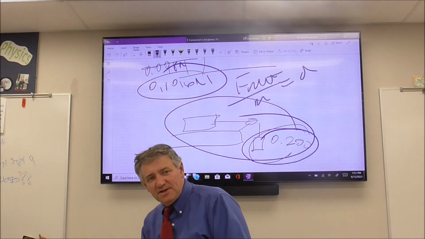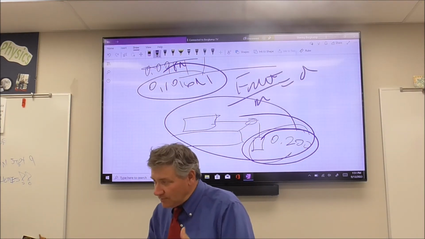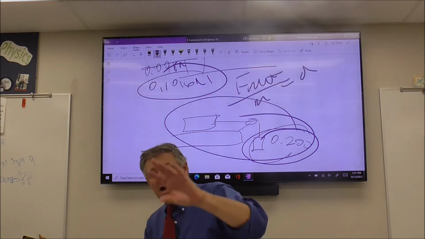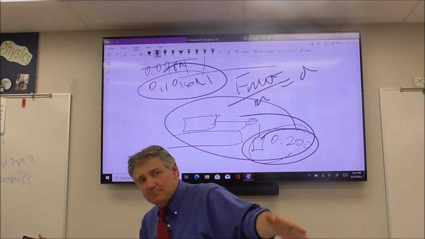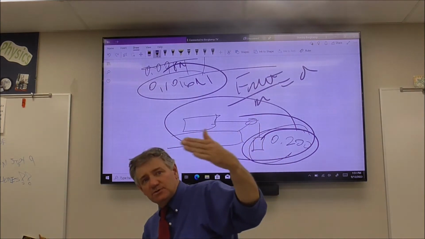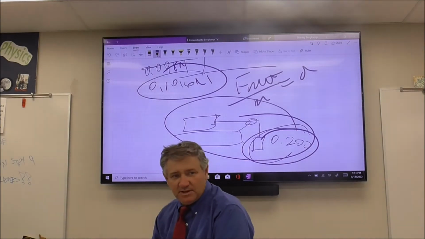So if you can figure out that algorithm or that thought process on how you did that at the beginning of the lab, you can apply that algorithm to the situation later on.